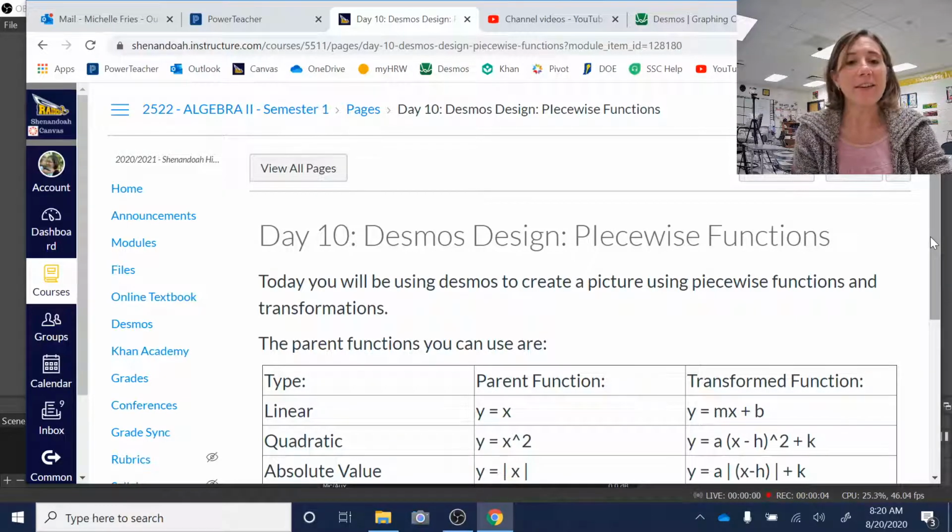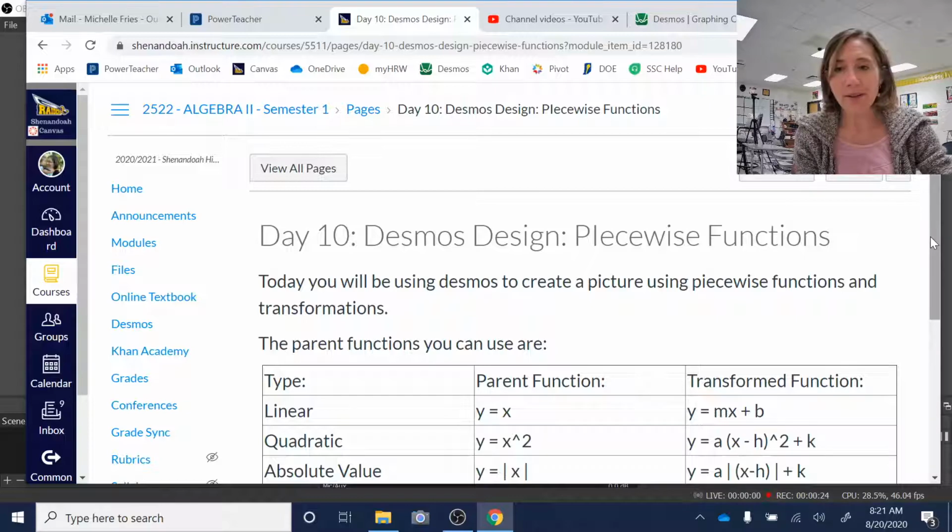Today we're going to put together what we've talked about with piecewise functions and limited domains with transformations of functions, where you take something and you shift it left or right, or move it up or down, or stretch it or compress it. So it's a fun activity where you get to make a picture on Desmos. I really like this activity today.